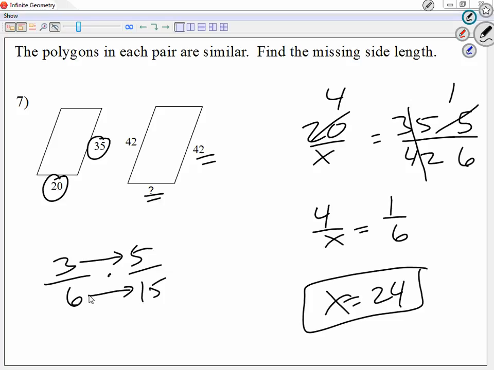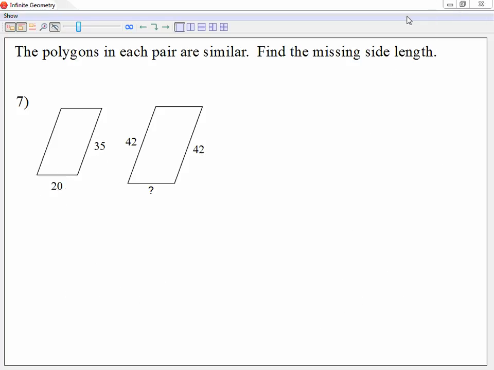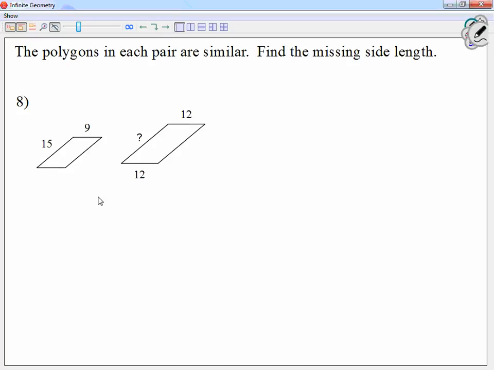Just because we have bigger numbers. All right, going back to today's topic, any questions on the first 8? No? All right, looking at question number 9, my two measurements I'm going to use from the left figure are 15 and 9.